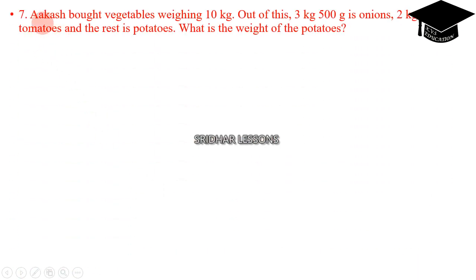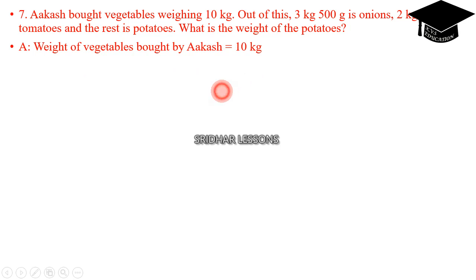Problem number 7. Aakash bought vegetables weighing 10 kgs. Out of this, 3 kgs 500 grams is onions, 2 kgs 75 grams is tomatoes, and rest is potatoes. What is the weight of potatoes? We will see. Total weight of vegetables bought by Aakash is 10 kgs. Okay.